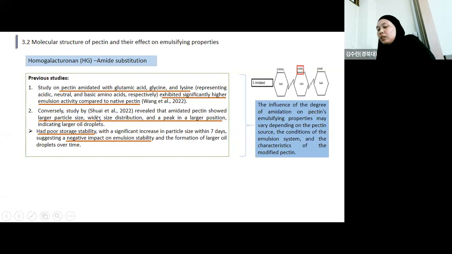However, a study by Shua et al. showed the opposite trend. Amidated pectin showed lower emulsifying properties. So the conclusion here, actually, the influence of the amidated group depends on the pectin structure and also pectin type, also the extraction method. So we cannot conclude here whether amidated pectin has better emulsifying properties or not, since the trend will differ for each pectin source.